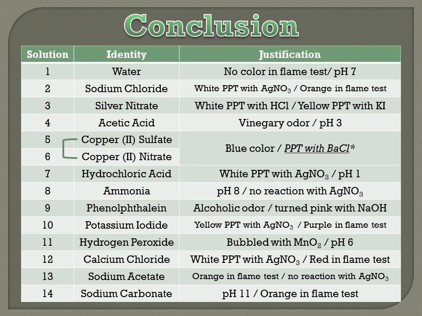After compiling all of our data together, we were able to determine the identity of each solution with appropriate justification and a secondary confirmation. For example, solution 1 is water because it did not produce a color in the flame test and had a neutral pH of 7.